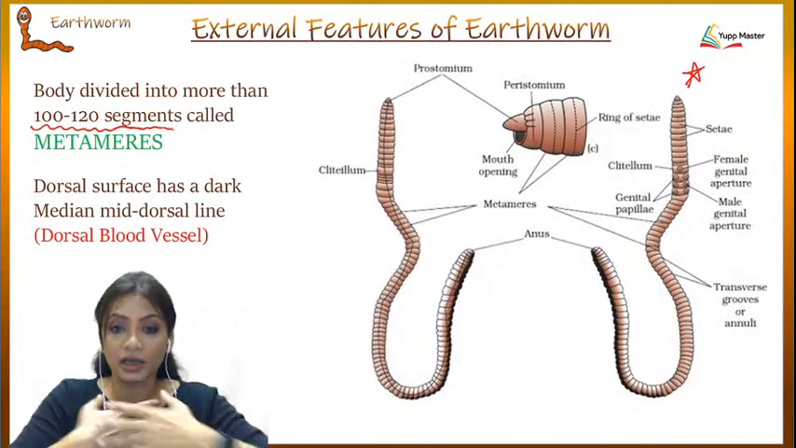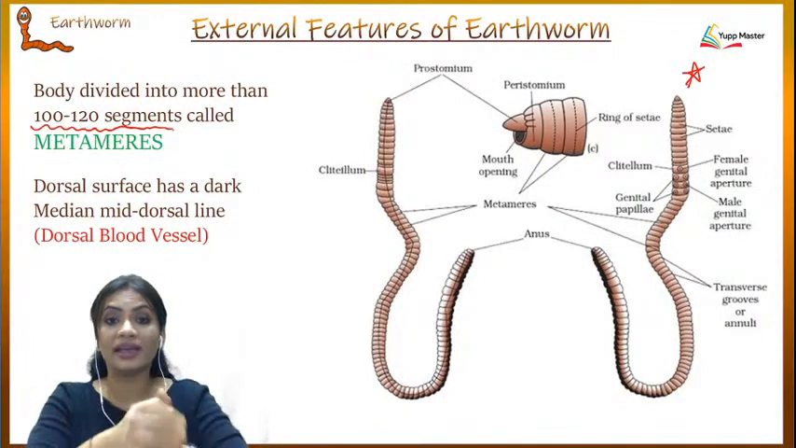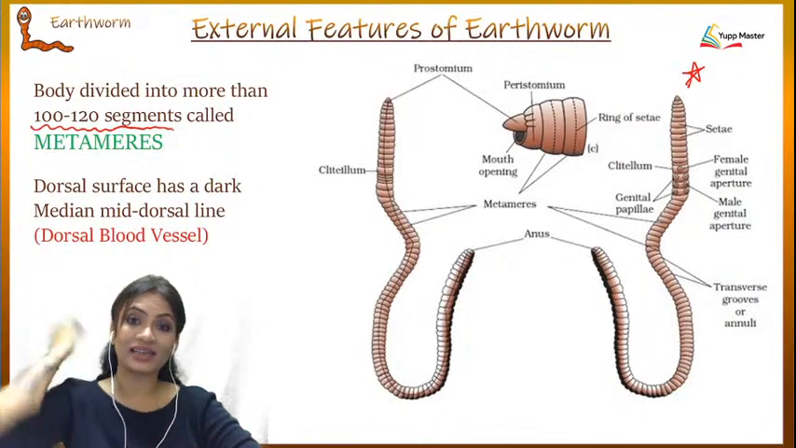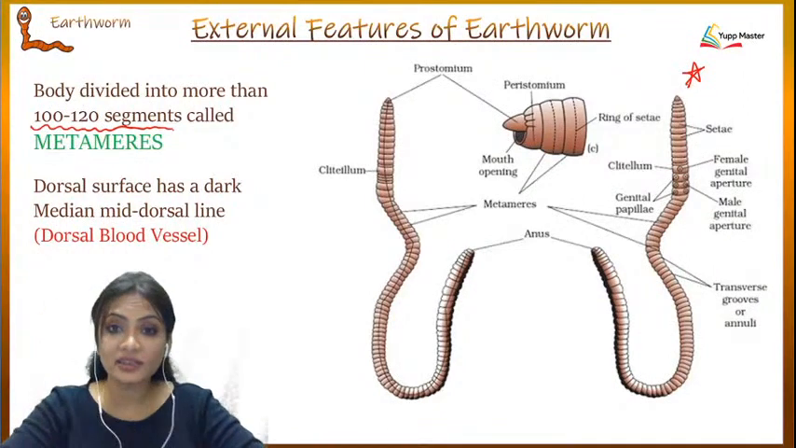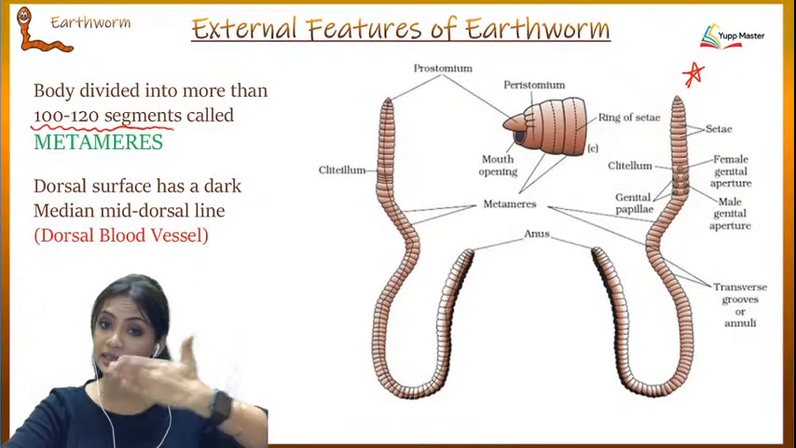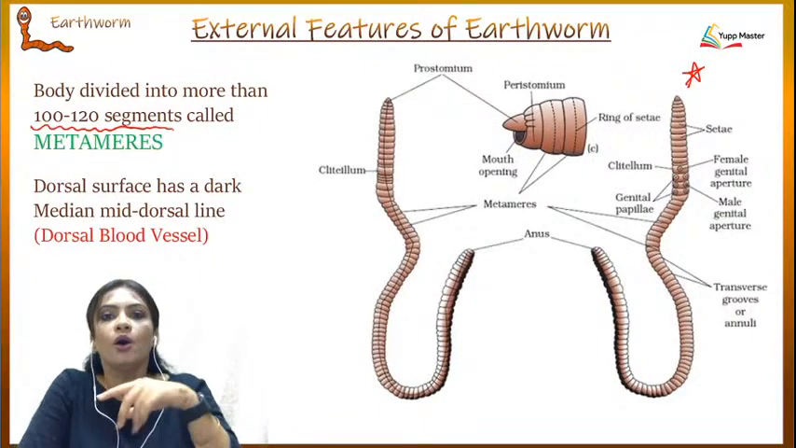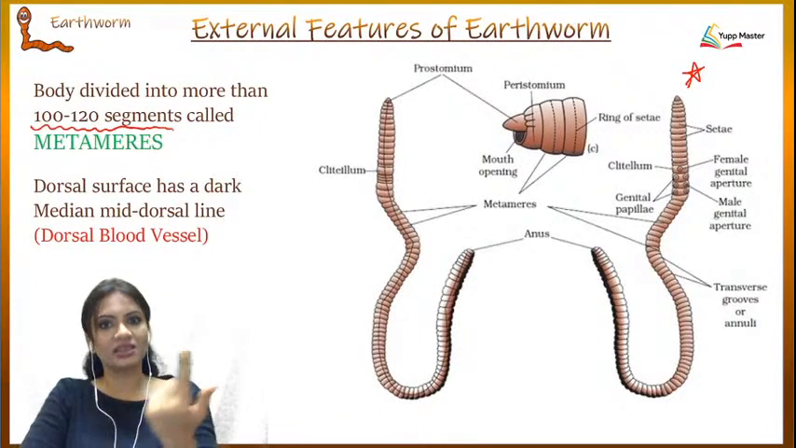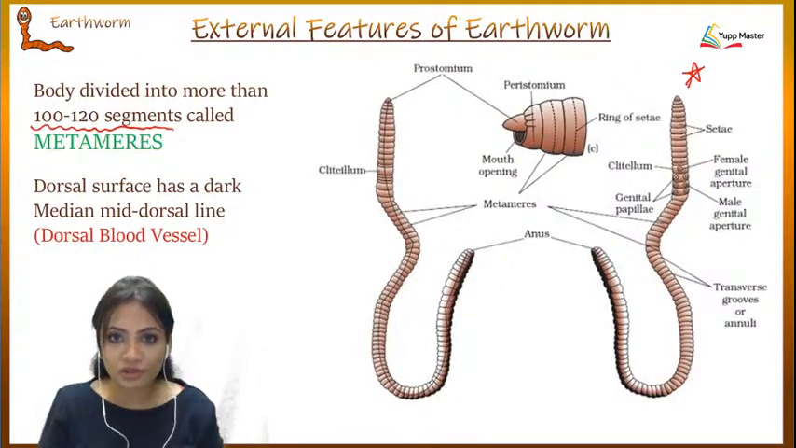For us, when we're talking about ourselves, where is our dorsal surface? Our backside is our dorsal surface. Where is the ventral surface? Our front side is our ventral surface. What about an earthworm? This is a completely cylindrical structure.